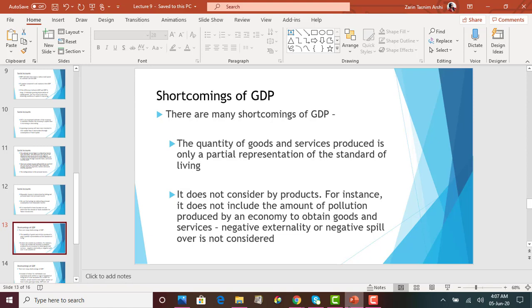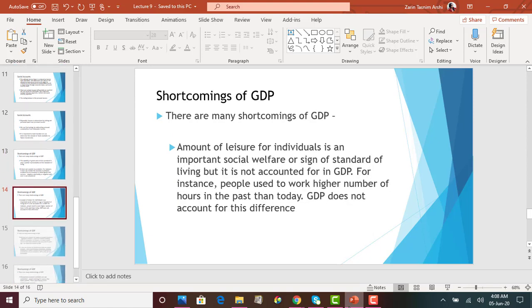Okay, then the second disadvantage is that it does not consider any byproducts. By byproducts I mean, if you're trying to produce a good and in the process you release other harmful products, or you release other good products for the society, those are not taken into account in GDP. For instance, if you buy a car and you are driving it, the purchase of the car will be included, but the pollution that you're creating with the car will not be accounted for in the GDP. So negative externalities or negative spillovers, or positive externalities or positive spillovers, are not accounted for in the GDP.